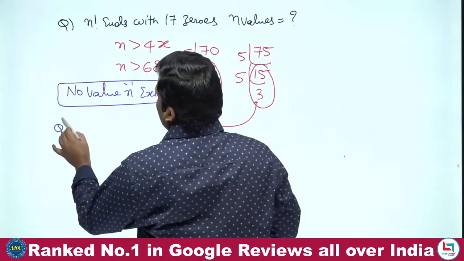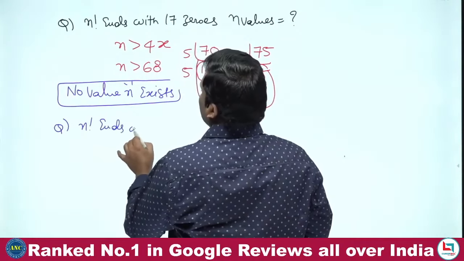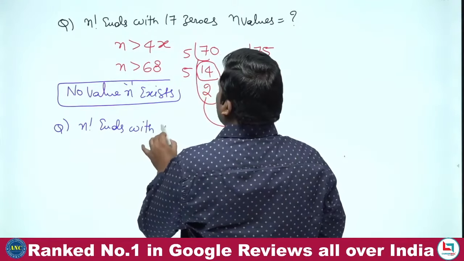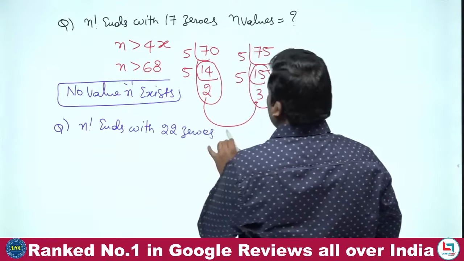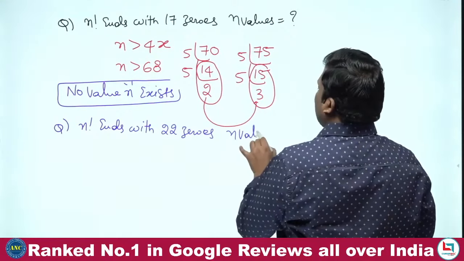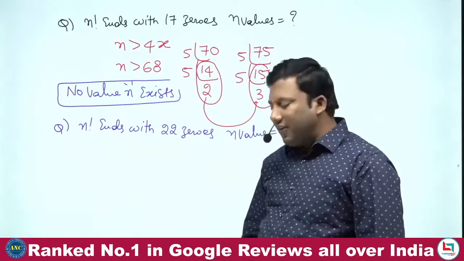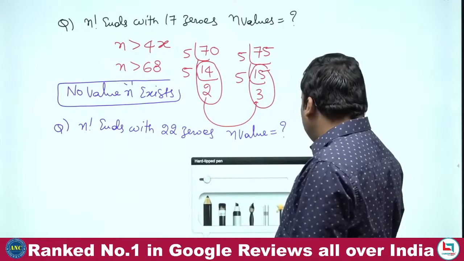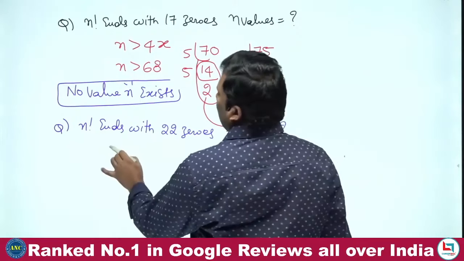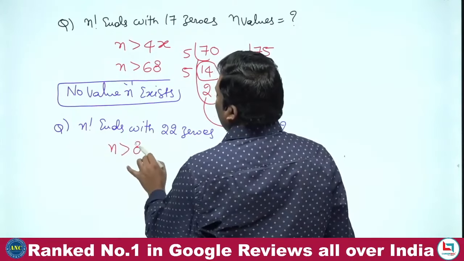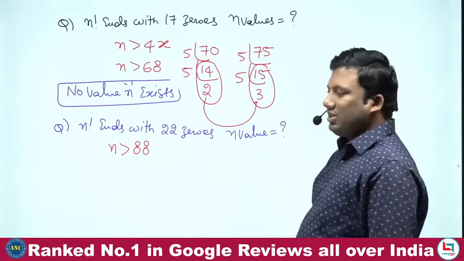Suppose the question is n factorial ends with 22 zeros. How many values can n take satisfying this equation? N factorial ends with 22 zeros. So n will be greater than 4x. N is greater than 88.